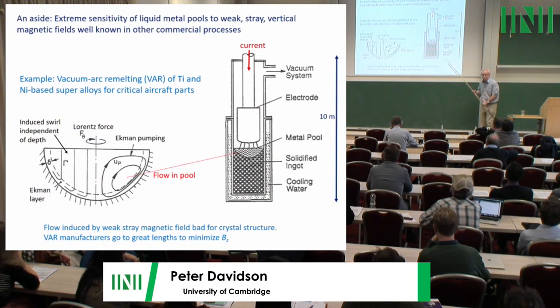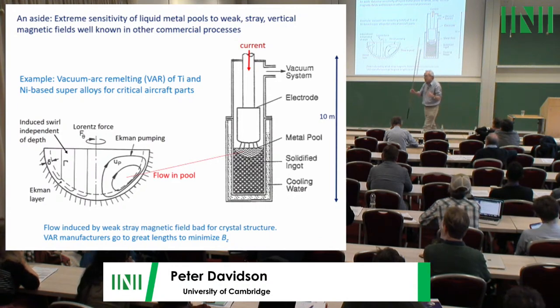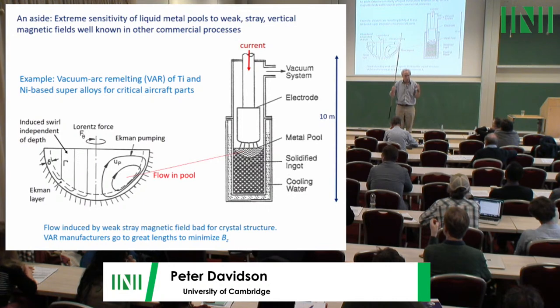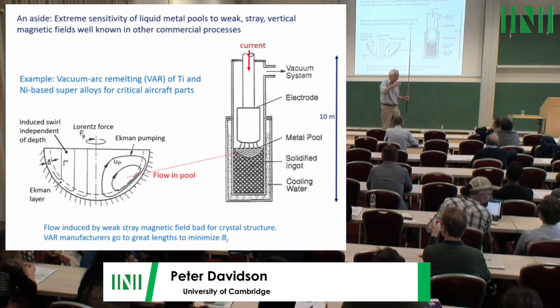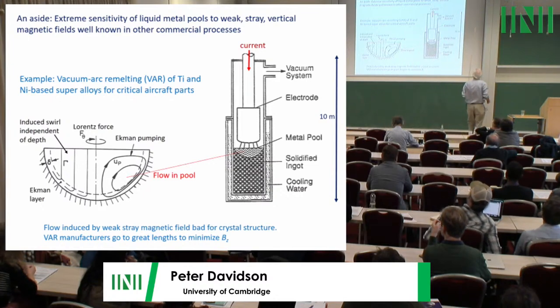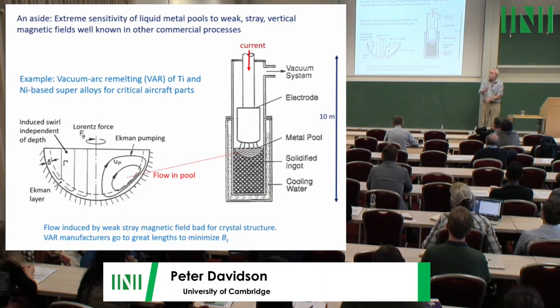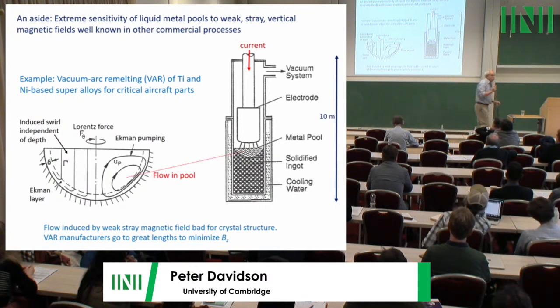And they've known for an incredibly long time. So if you're in the business of making vacuum arc remelting equipment, your biggest nightmare is getting rid of BZ. The tiniest stray vertical magnetic field produces very intense swirling motion in the liquid metal pool. That changes the temperature distribution, and it turns out the temperature distribution you get, if it's strongly swirling, is adverse to the crystalline structure that you'd like. So the people making this equipment go really bend over backwards to get rid of their BZ. They're really, really careful about the way they put current in and back out of vacuum arc remelters.